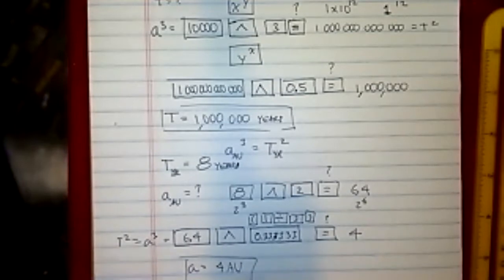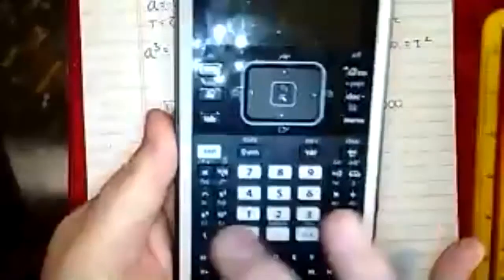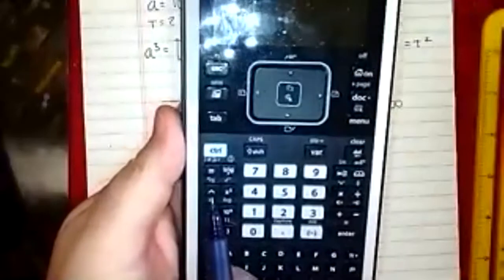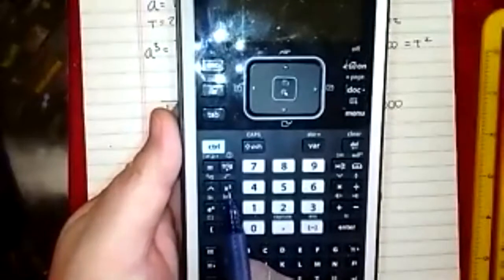So that's the way you do Kepler's third law, again, using just that one special button on your calculator, which on my calculator is that one. Okay, this is your squared button. If I give you the period and you need to square it, you can hit this right after putting in the period.